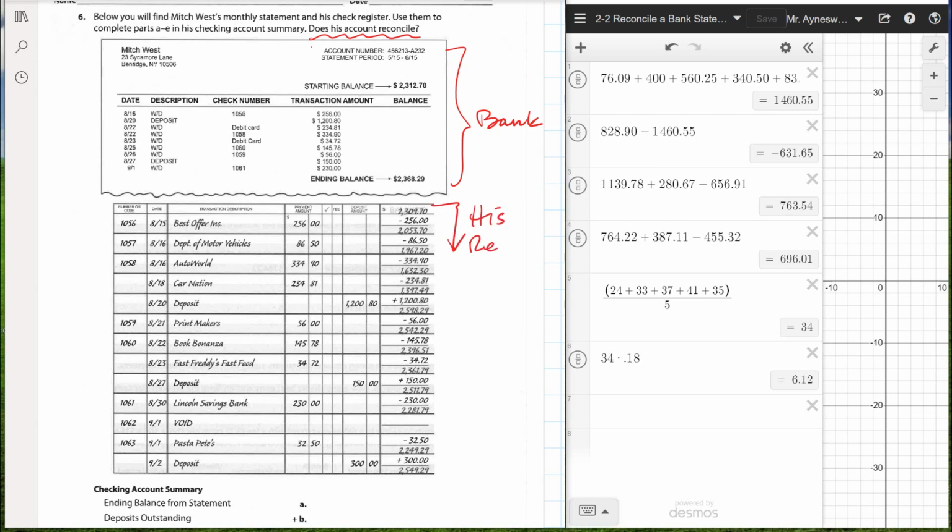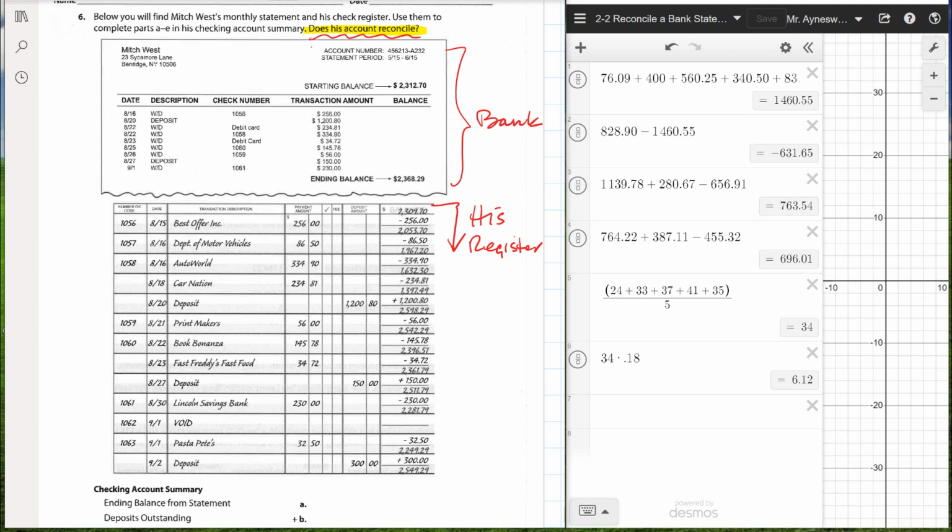His check register. Do these match? Okay, so when they say does his account reconcile? They're asking you, does the bank statement match his register? So let's figure that out.